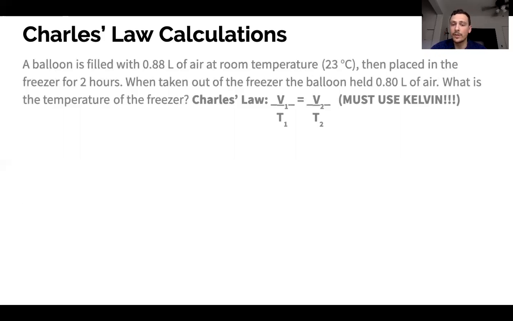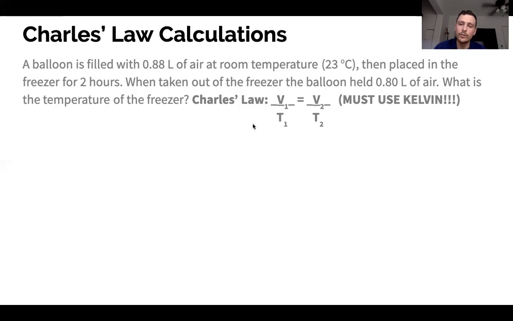When we take it out of the freezer, it's not going to be at room temperature anymore because it's been in the freezer, and the volume of the balloon has gone down. It's now 0.80 liters of air inside. So the balloon got a little bit smaller, like I was mentioning earlier. So given the relationship between volume and temperature that we know, we want to figure out what is the temperature of the freezer.